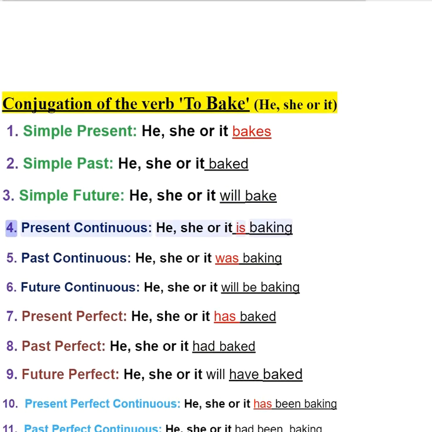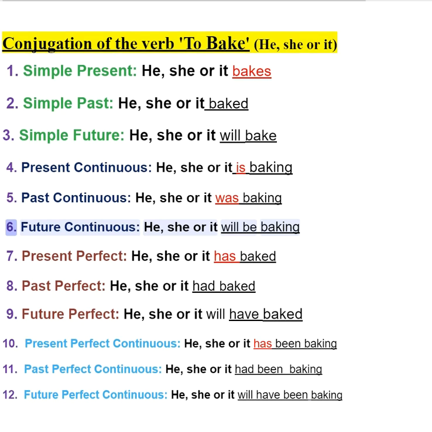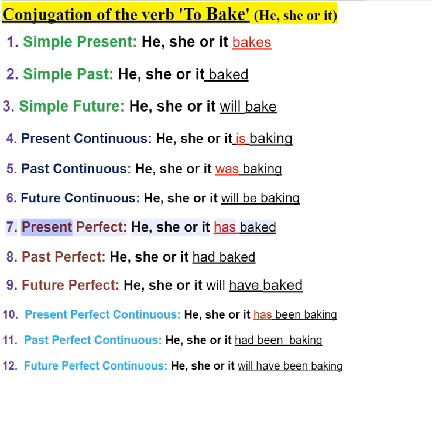4. Present continuous, he, she, or it is baking. 5. Past continuous, he, she, or it was baking. 6. Future continuous, he, she, or it will be baking. 7. Present perfect, he, she, or it has baked.